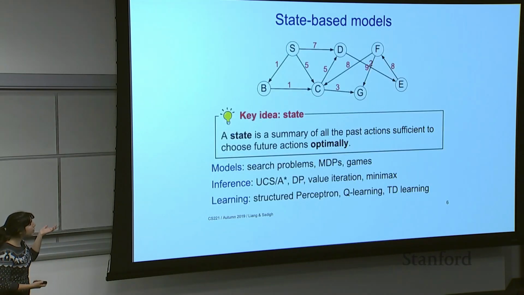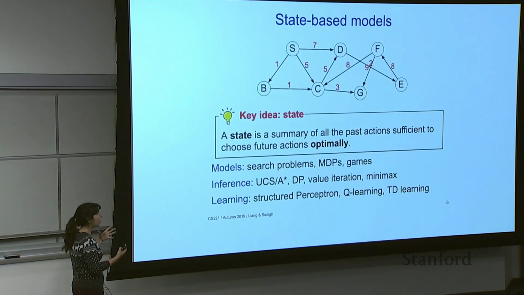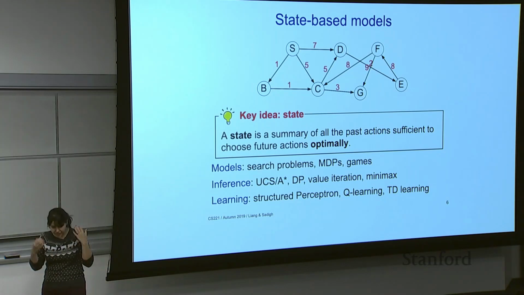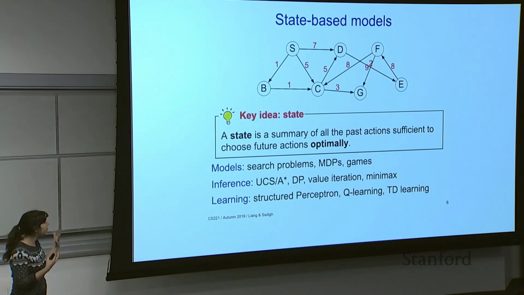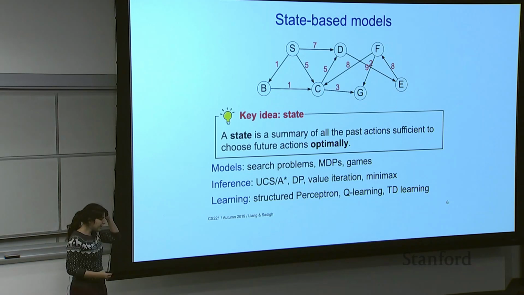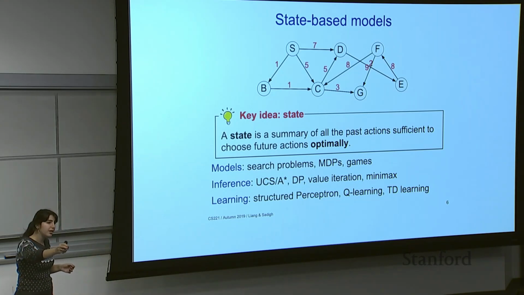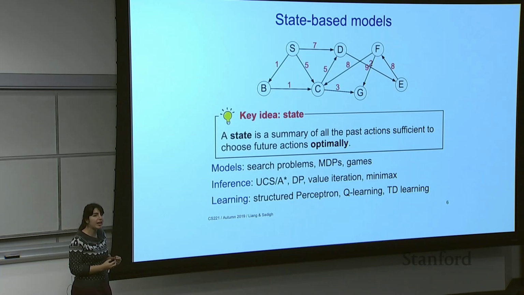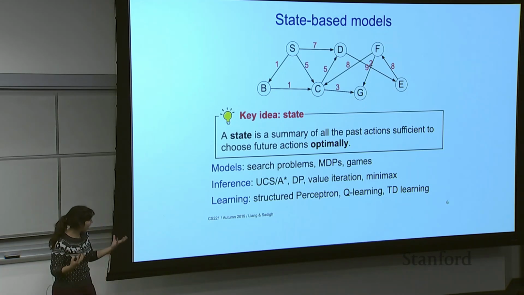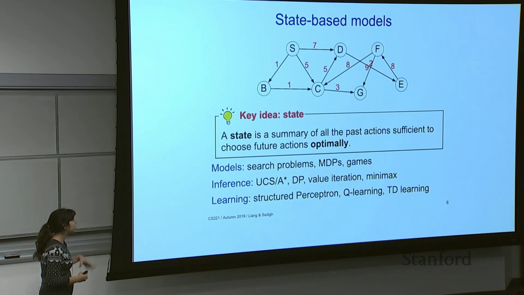Then, increasing the level of complexity, we started talking about state-based models. And the key idea that I want you to remember from state-based models is the idea of a state. What is a state? A state is a summary of all past actions that is sufficient to choose the future actions optimally. And we spent a good amount of time thinking about how to define a state, how to pick a good state, and how to do this modeling when it comes to state-based models.